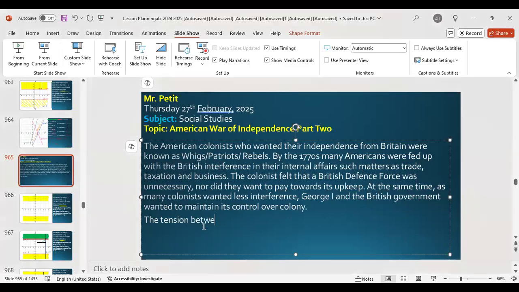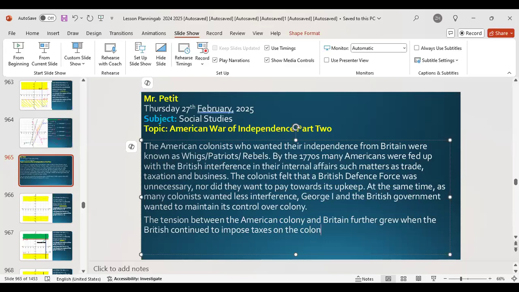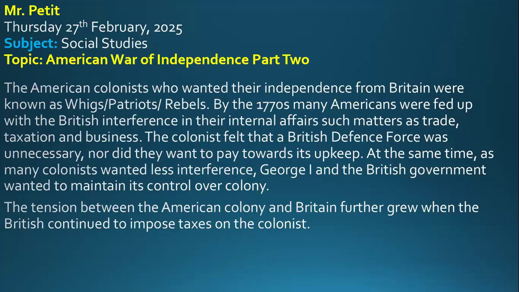So the tension between the American colony, write this down for me please, the American colony and Britain further grew when the British continued to impose taxes on the colonists. There's a word we learned yesterday that describes what Britain was doing to them. Start with E. Exploitation, very good. You can imagine that? We're saying we want freedom, and they're like, no, we can put more taxes on you. And that's what they did.